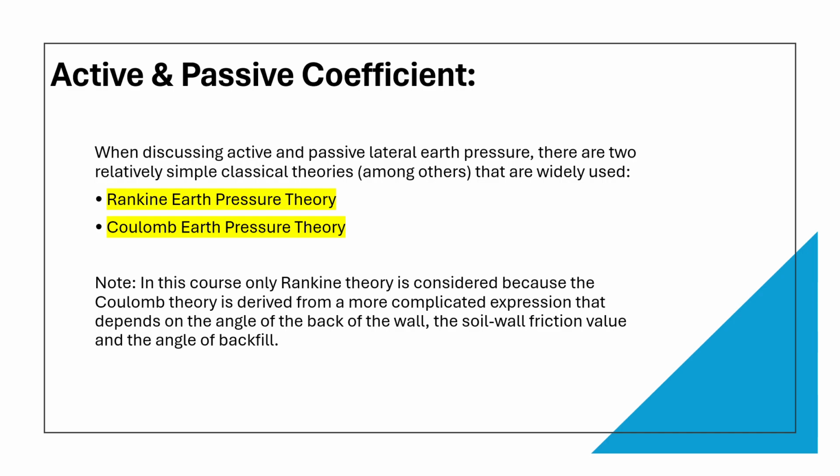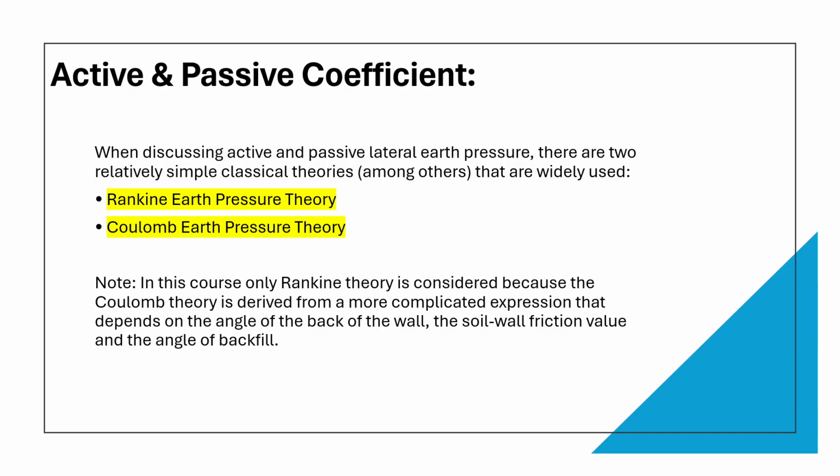Active and passive coefficients. When discussing active and passive lateral earth pressure, there are two relatively simple classical theories that are widely used: Rankine earth pressure theory and Coulomb earth pressure theory.